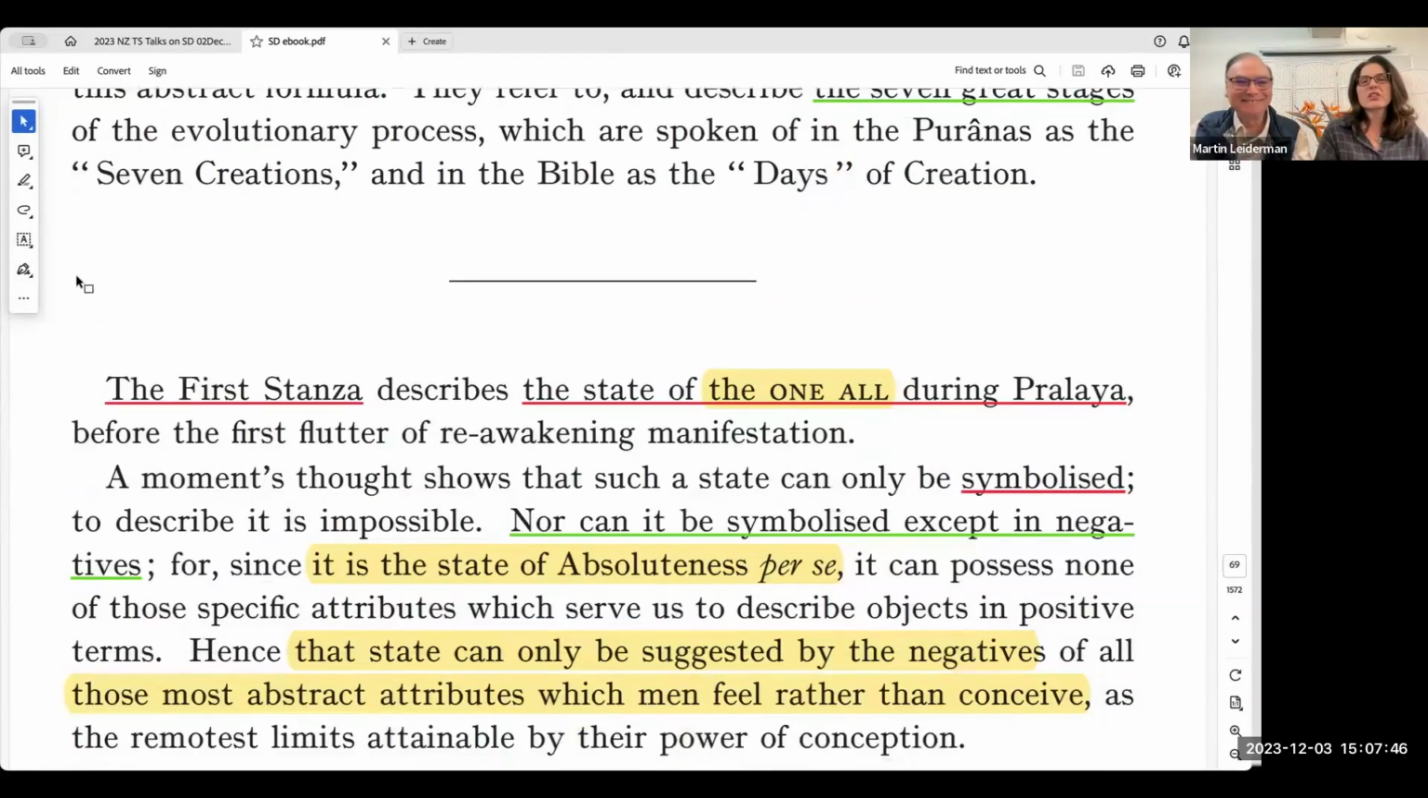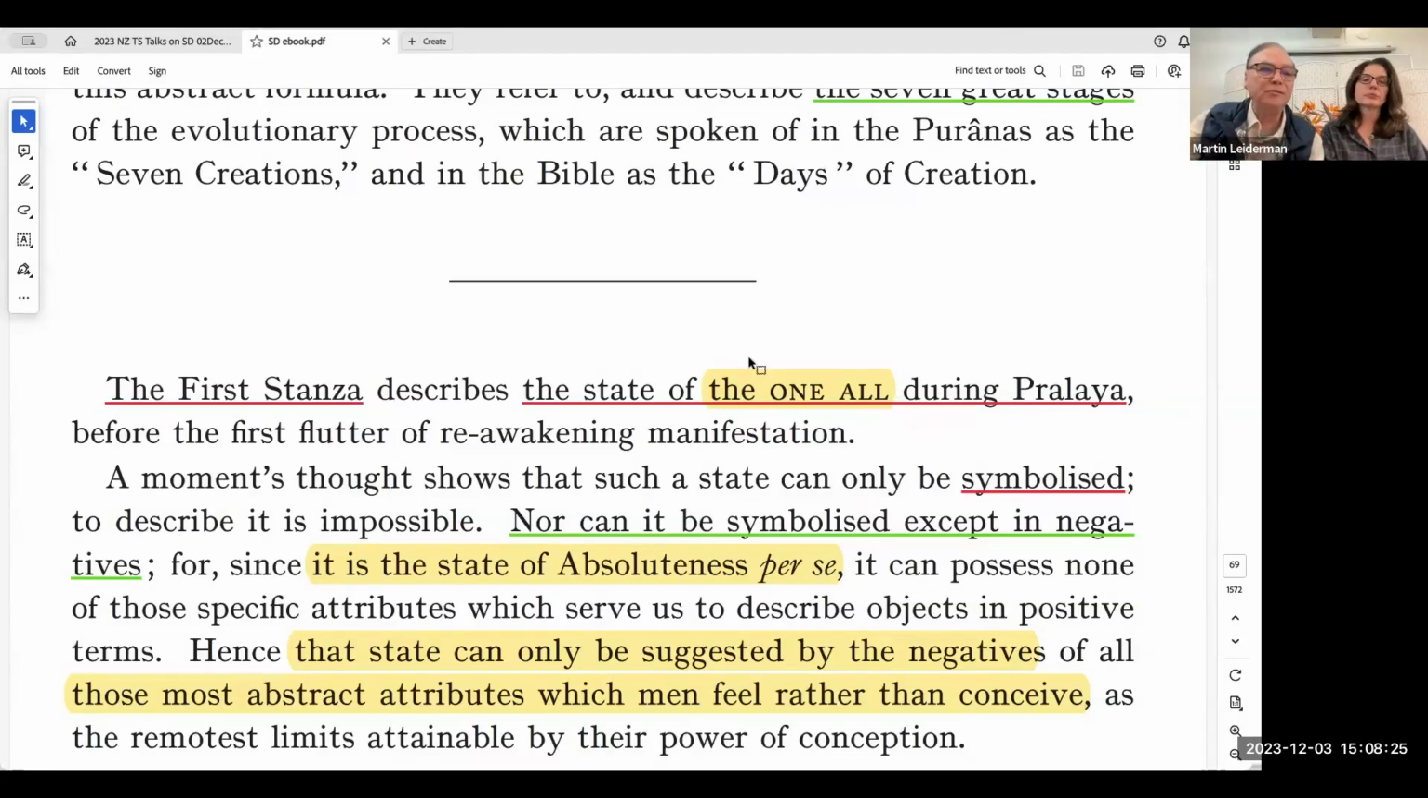The first stanza describes the state of the One All during pralaya, before the first flutter of reawakening manifestation. A moment's thought shows that such a state can only be symbolized. To describe it is impossible, nor can it be symbolized except in negatives. For since it is the state of absoluteness per se, it can possess none of those specific attributes which serve us to describe objects in positive terms. So here is the key idea of stanza 1.